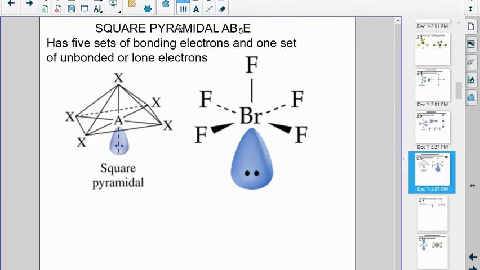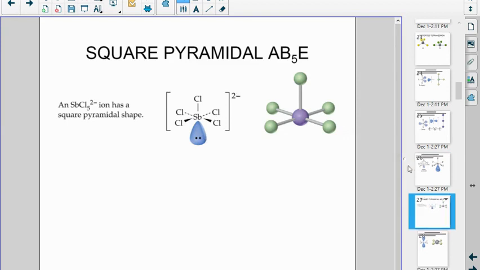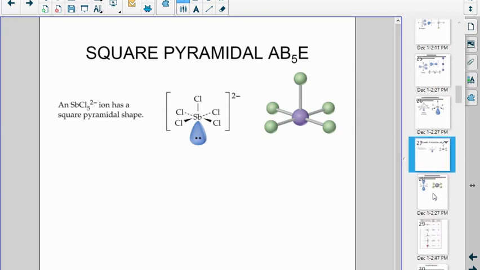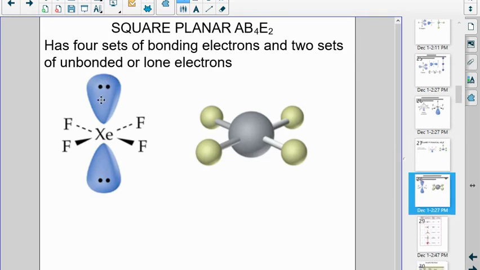All right, square pyramidal, this comes from our octahedral. We replace one of them with a lone pair. Now, all of these are equivalent to each other. There is no real axial or equatorial. So we just replaced one of them, and now it looks like a square pyramid. So it's square pyramidal. An example of it. If we replace the second one, now we have square planar. These two lone pairs keep those four fluorines in the same plane. It looks like a square planar.